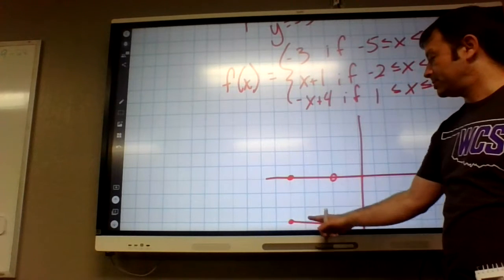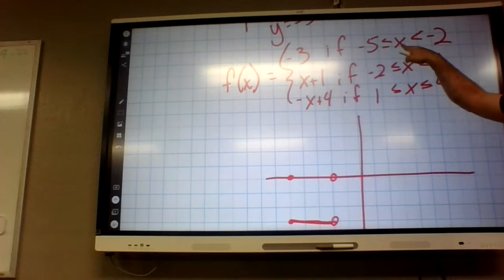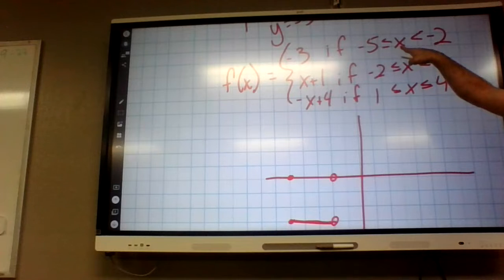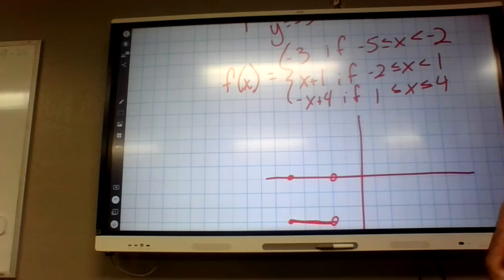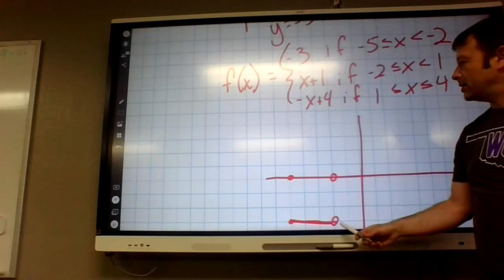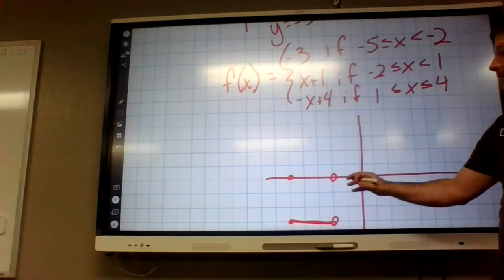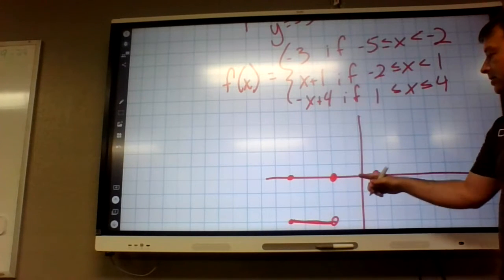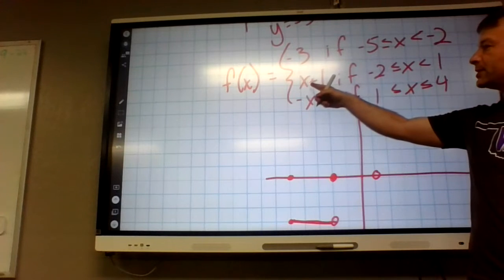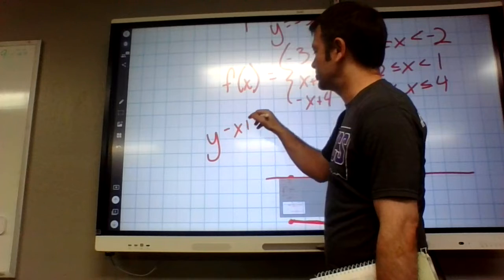Why did I put a closed circle and an open circle? Because -5 is included, but -2 is not included. So that's why. And then from x is -2 to 1, so from right here to right here, 1 is not included. I'm going to graph the line f of x equals x plus 1, or y equals x plus 1.